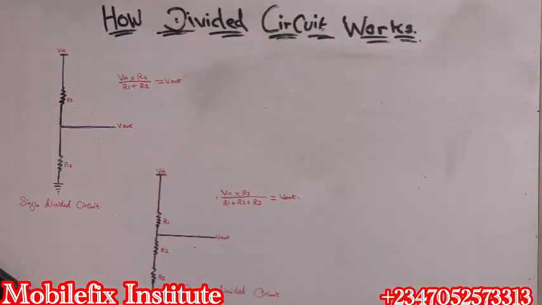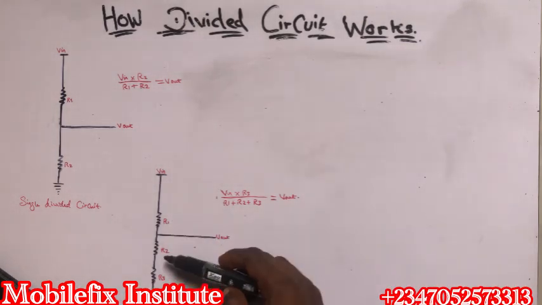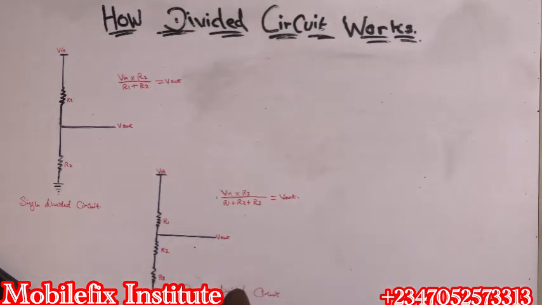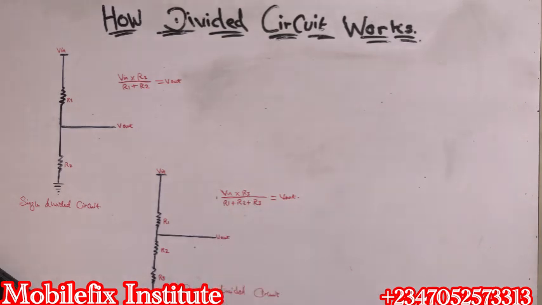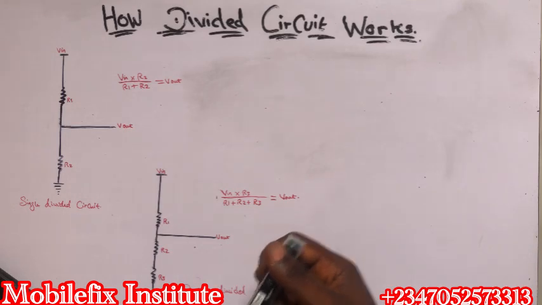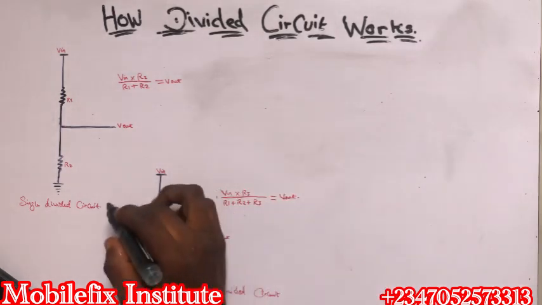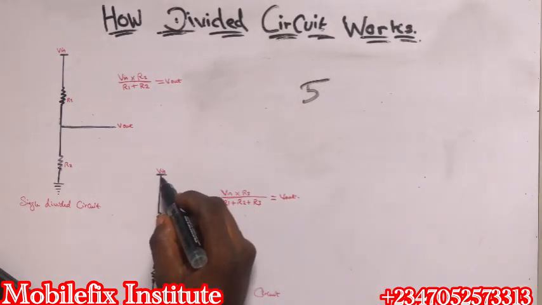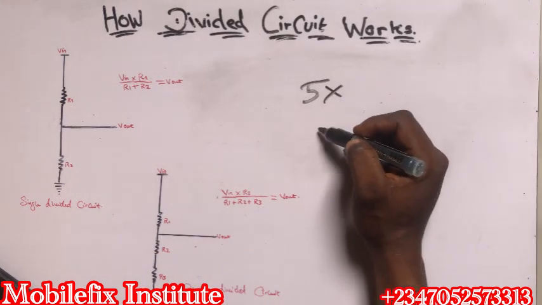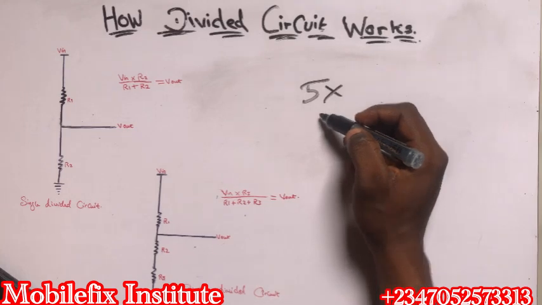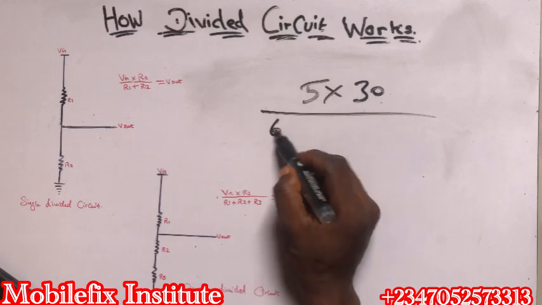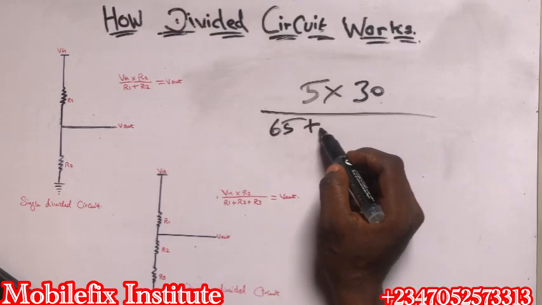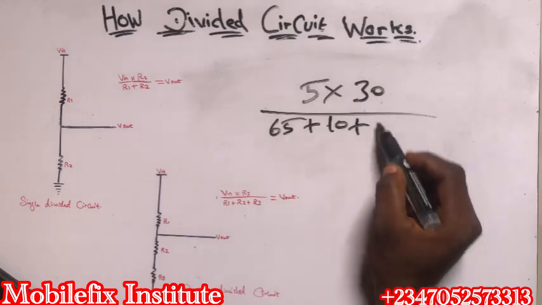So now in our double divider circuit, we have R1 in series, R2 in series, but we also have R3 that is channeled to ground. So there's a formula here: voltage in times R3 divided by R1 plus R2 plus R3. Okay, for example, let's put values. If we have 5 volts on our input line, we have 5 volts times our R3. Let's make R3 30k, divided by our R1, which should be 65k, plus R2. Let's call R2 10k, then plus this R3 30k.